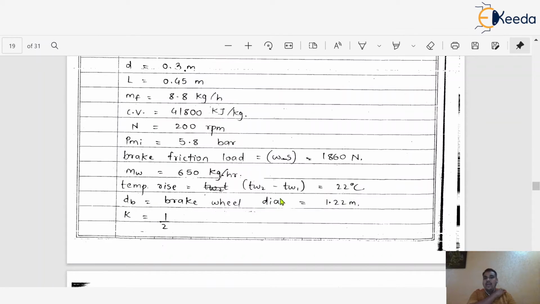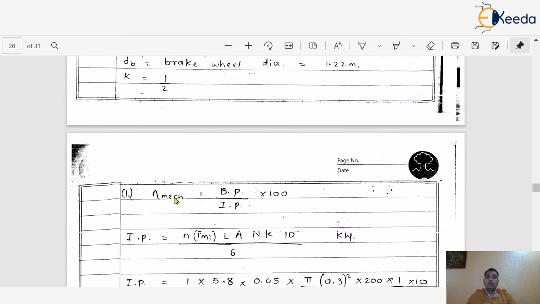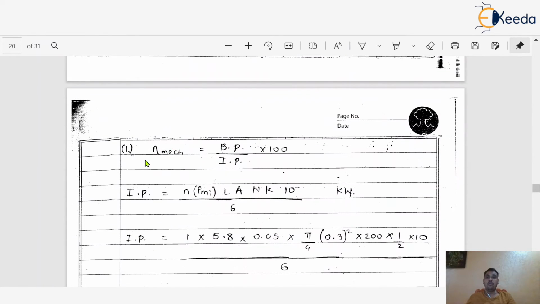So the brake wheel diameter is also given. Sometimes we use the indication D suffix B for brake wheel diameter, and it is equal to 1.22 meter. And the value of K, as we know, for a 4-stroke engine is 1 by 2. So now here first of all we have to calculate the mechanical efficiency, as per the different things which we have to calculate in this particular problem.